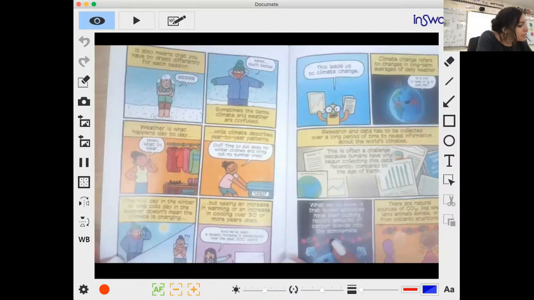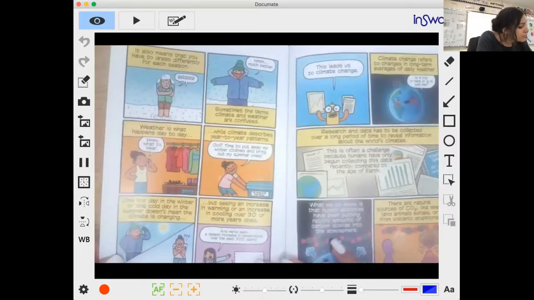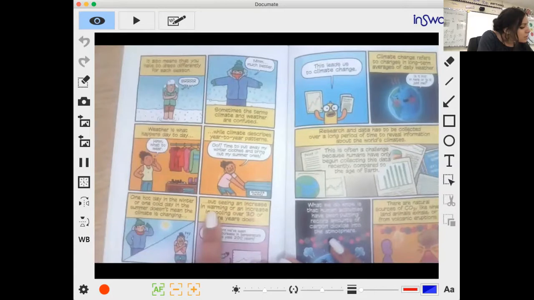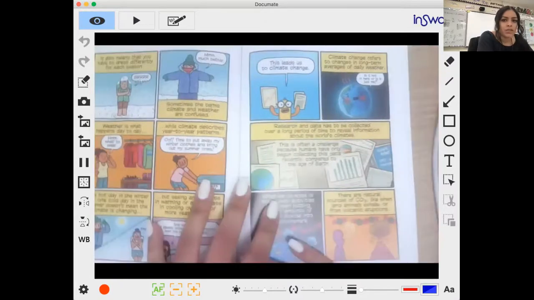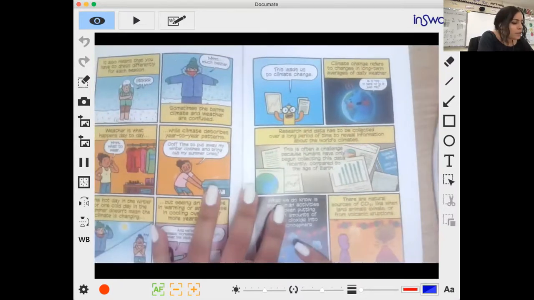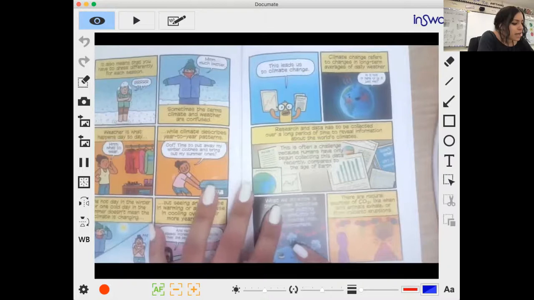Oh, this is making sense to me. I think I understand where they're going. But an increase in warming has happened, and that's what leads to climate change. Long-term averages of daily weather. Research and data shows that there's some information about climate change we need to know.